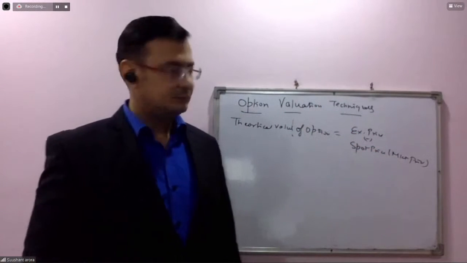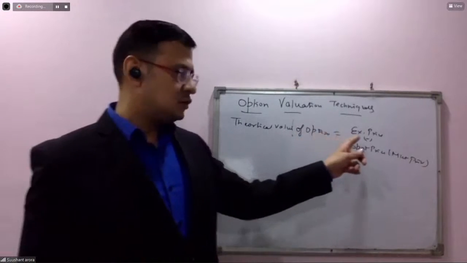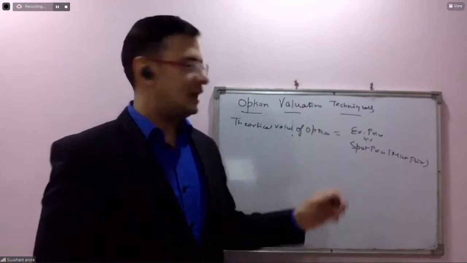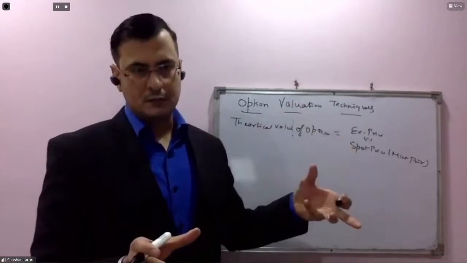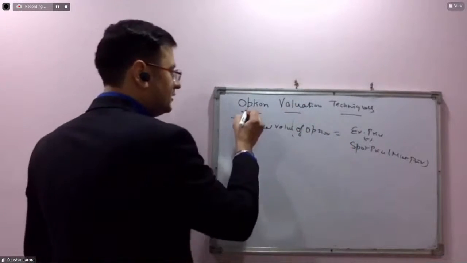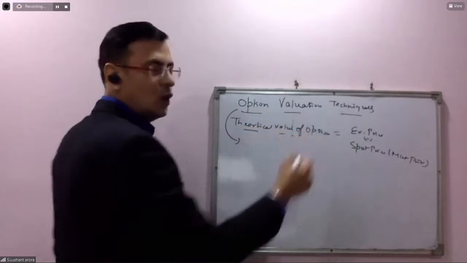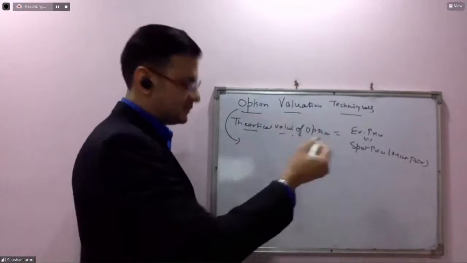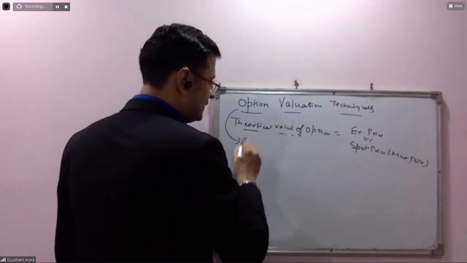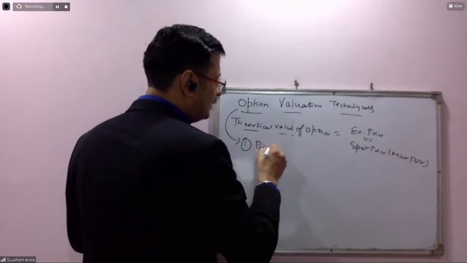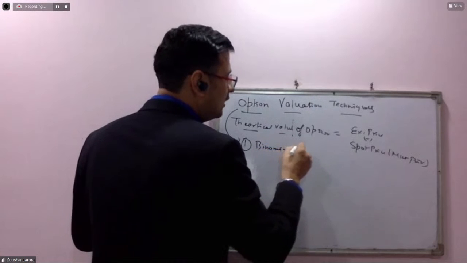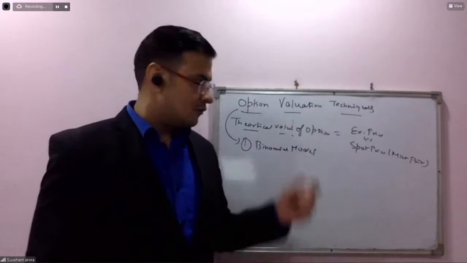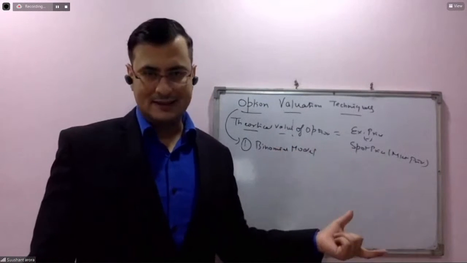So in the exam, you don't need to calculate the intrinsic and extrinsic value separately. You just have to calculate the total premium. And how can you do that? The first technique to calculate the theoretical value of any option, it could be call or put, is number one, the binomial model.